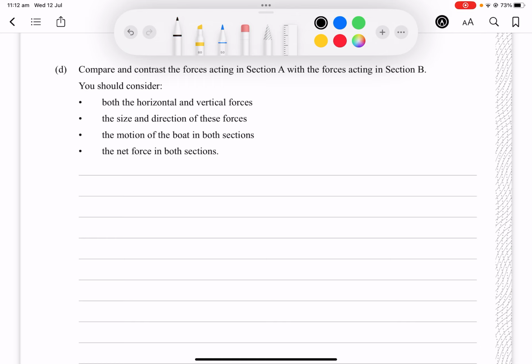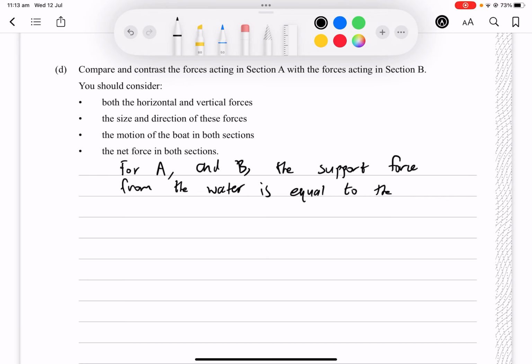So first thing we can start off with is quickly saying why the vertical forces are the same in both situations. For both A and B, we know that the support force is equal to the weight force acting downwards, since the boat is not accelerating upwards or downwards. So for section A and B, the support force from the water is equal to the weight force acting downwards.